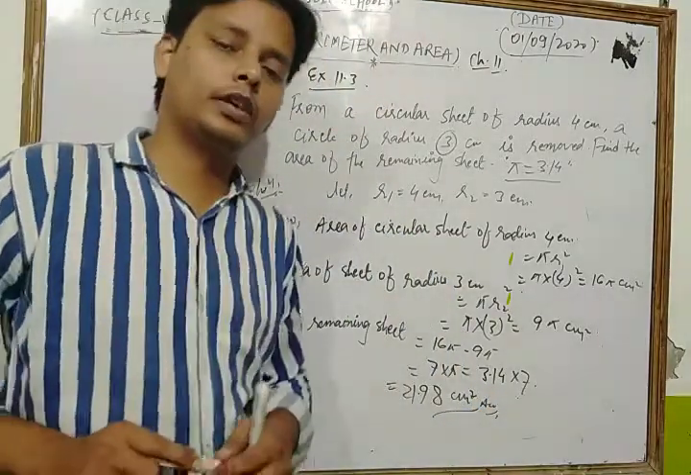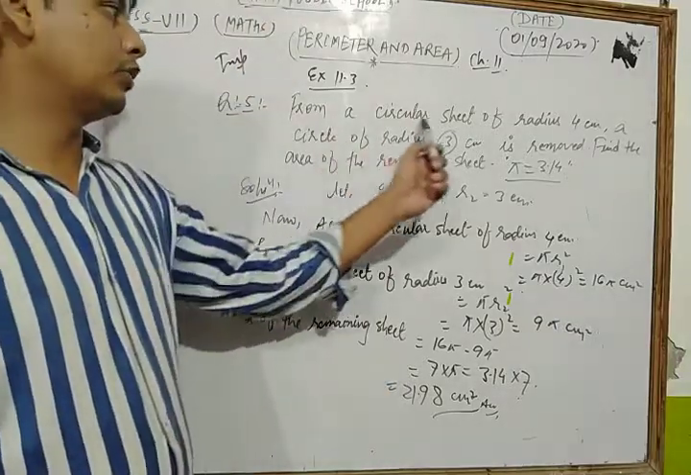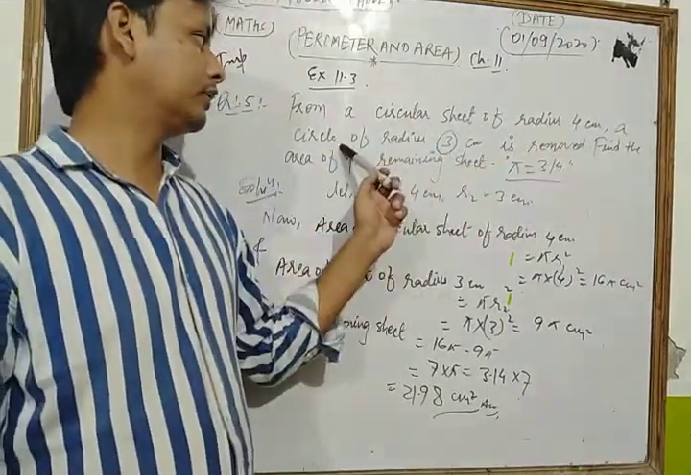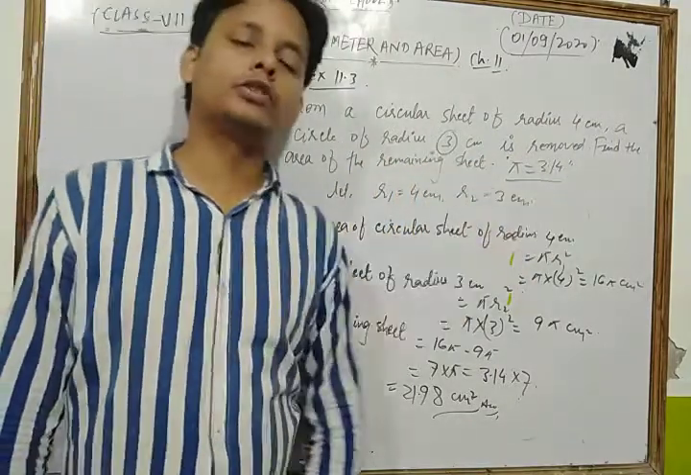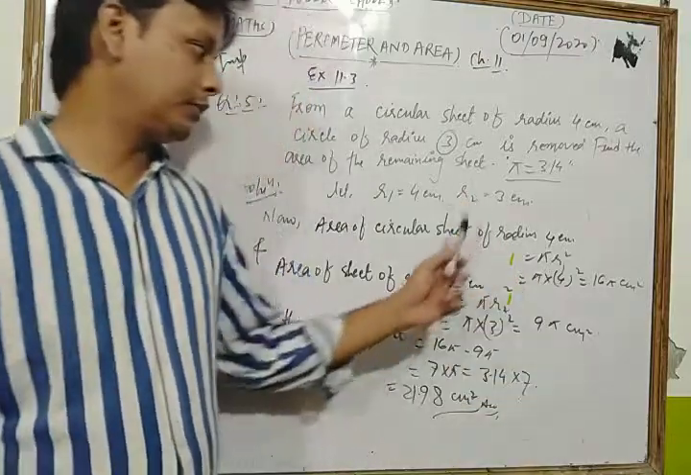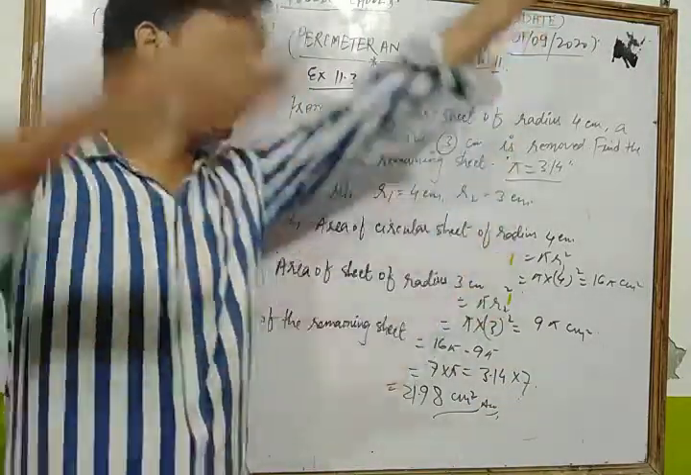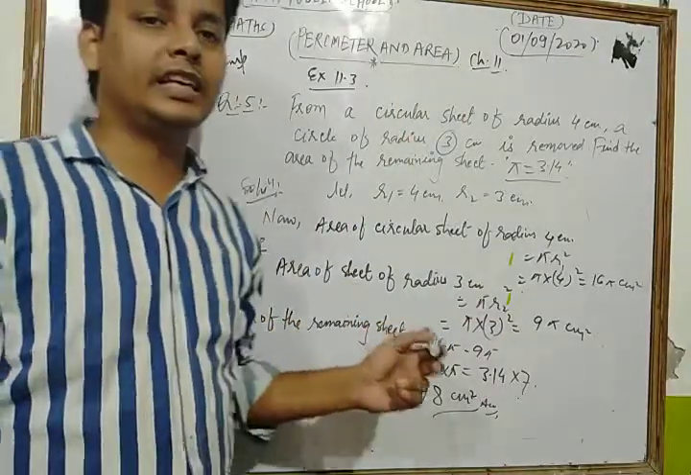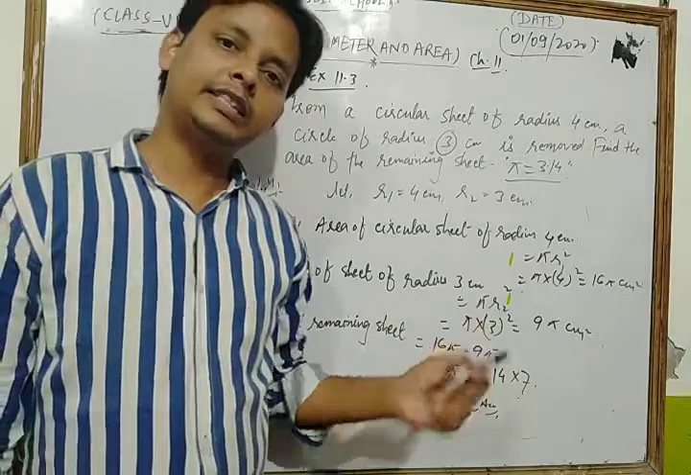So dear student, in this way we can solve that type of question. Let's see once more. From a circular sheet of radius 4 centimeter, a circle of radius 3 centimeter is removed. In that type of question, first of all we find the area of the circular sheet of radius 4 centimeter, and then we find the area of the sheet of radius 3 centimeter.